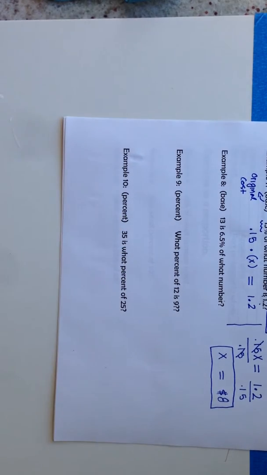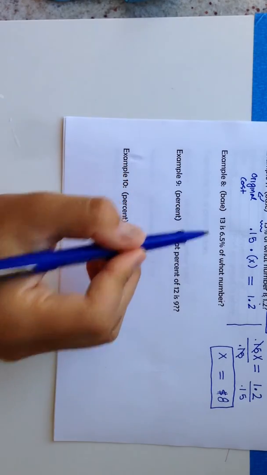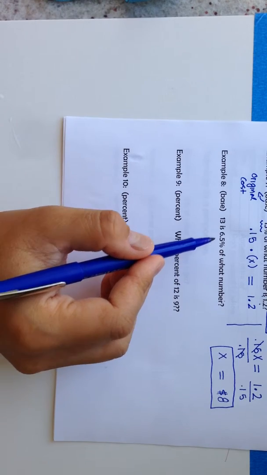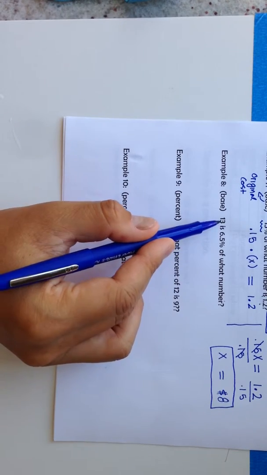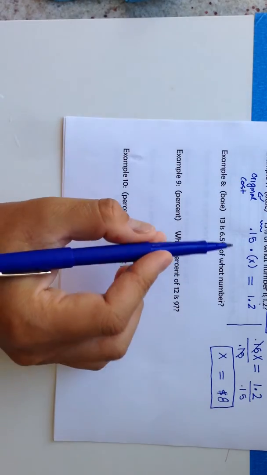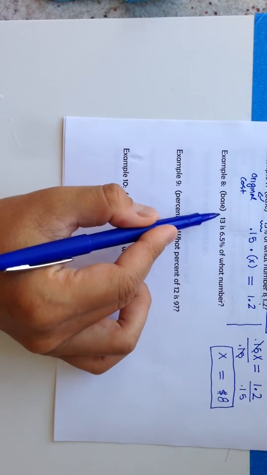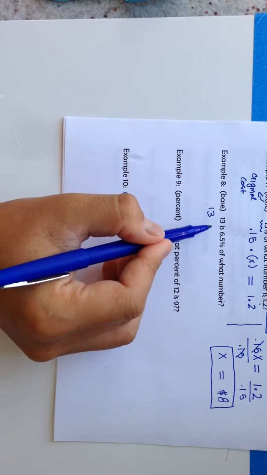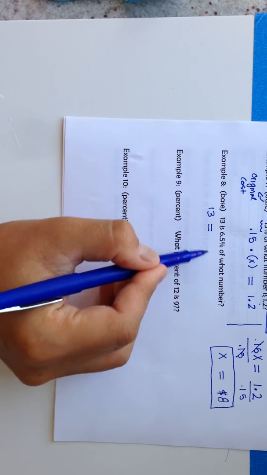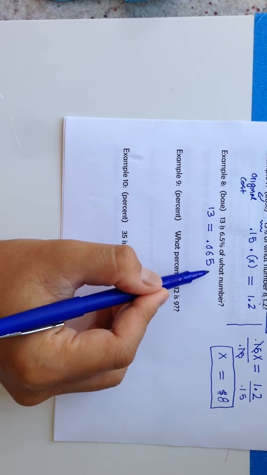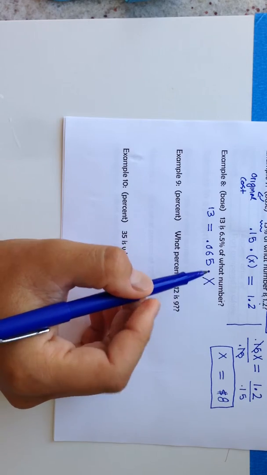All right. So example 8, you save 6.5%, which is $13. So how much did you pay at the mall in total? So start off with 13, remember is an equal sign. 6.5%, turn that into a decimal. Of means multiply. What number is the letter X?